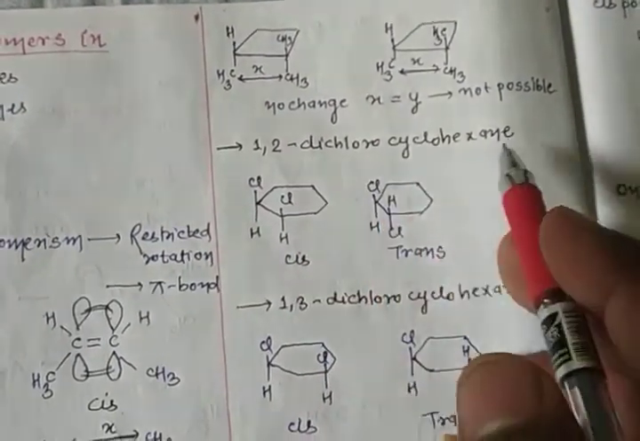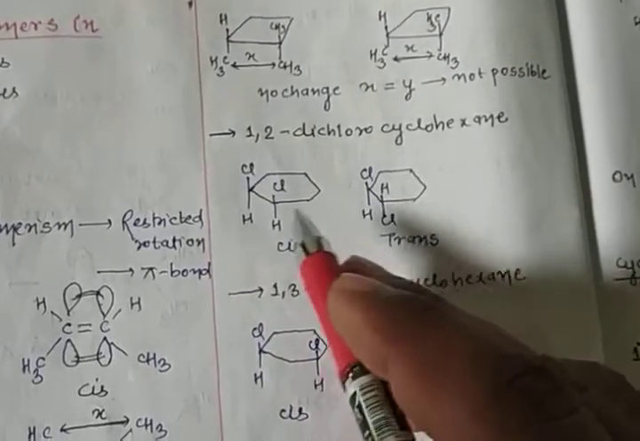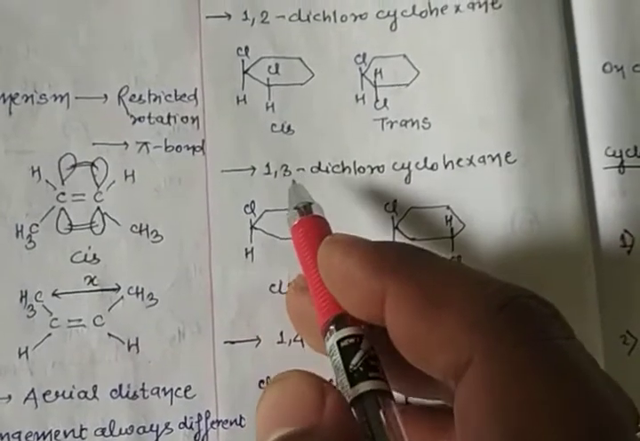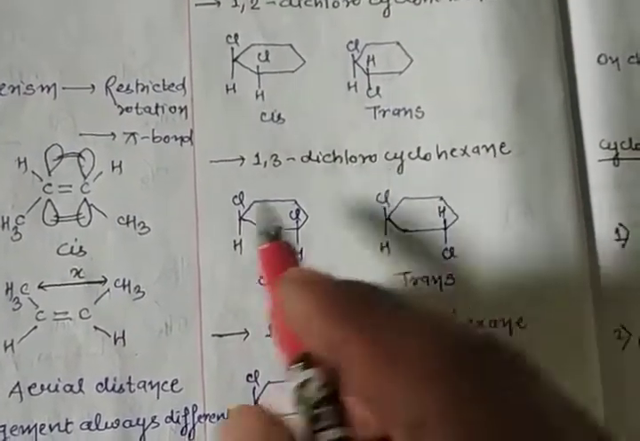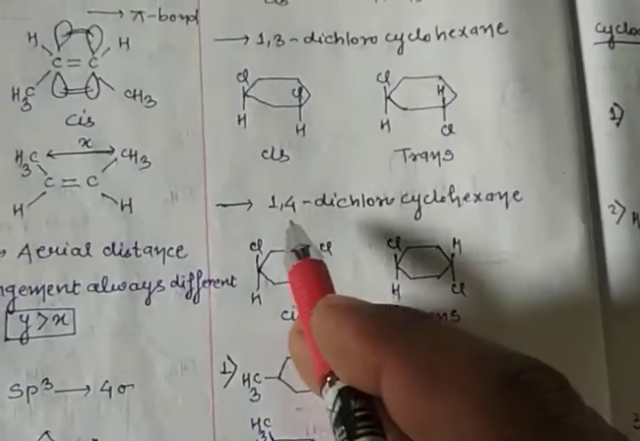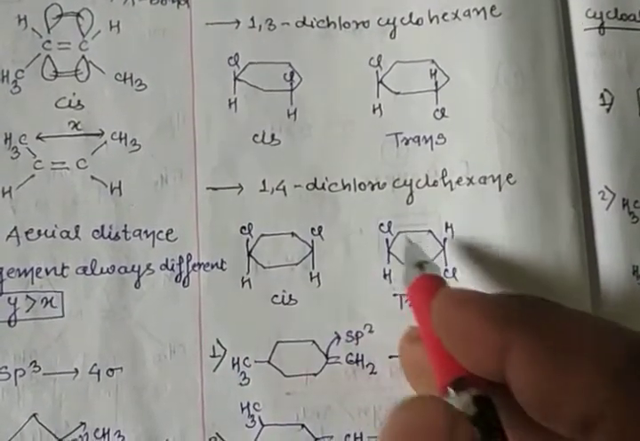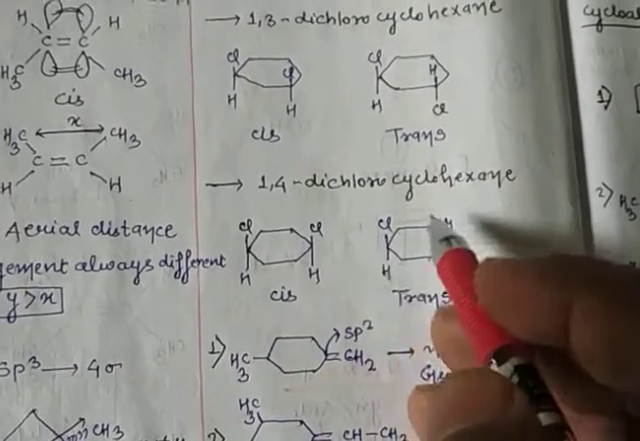1,2-dichlorocyclohexane: Cl and Cl on the same side means cis, Cl and Cl on opposite sides means trans. Same for 1,3-dichlorocyclohexane: Cl and Cl on the same side, Cl and Cl on different sides. Same for 1,4-dichlorocyclohexane: Cl and Cl on the same side means cis, Cl or hydrogen on the same side means cis, and Cl or hydrogen on different sides means trans.